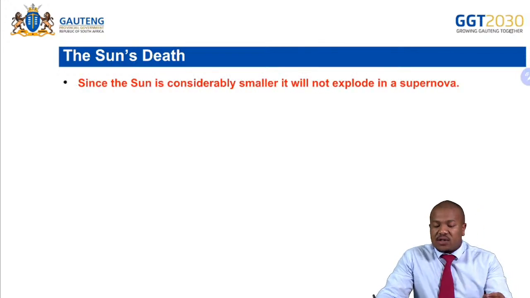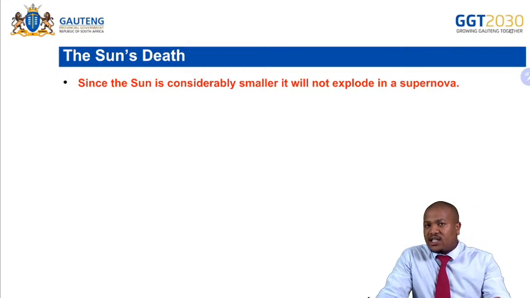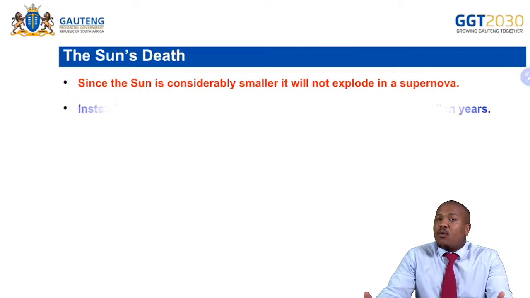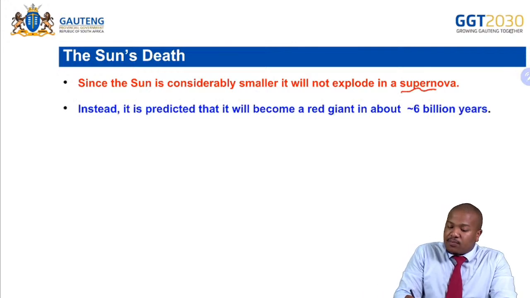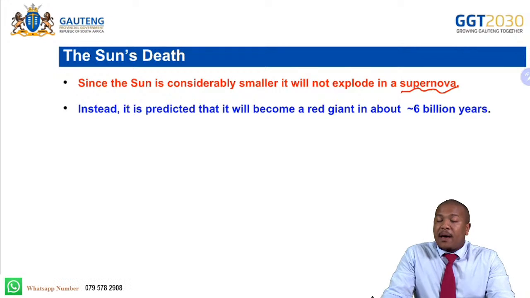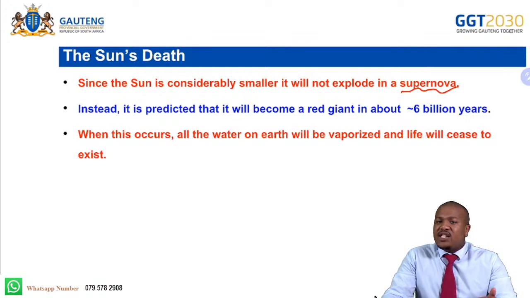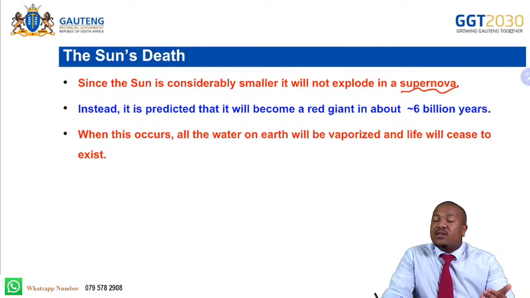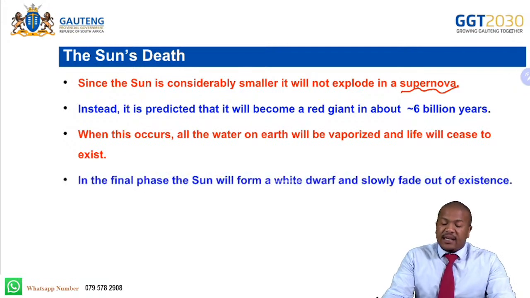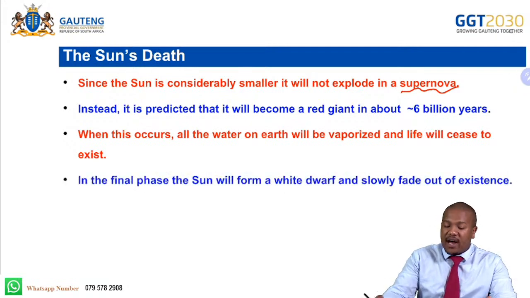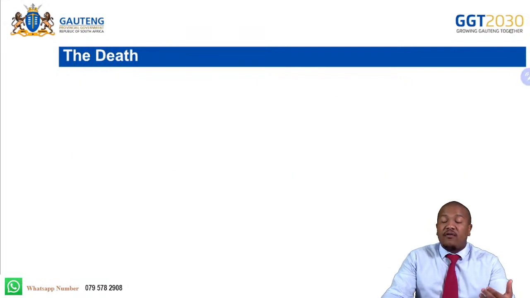Since the sun is considerably smaller, it will not explode into a supernova. This is because it is smaller in size. Instead, it is predicted that it will become a red giant in about 6 billion years. When this occurs, all the waters on earth will be vaporized and life will cease to exist. And in the final phase, the sun will form a white dwarf and slowly fade out of existence.